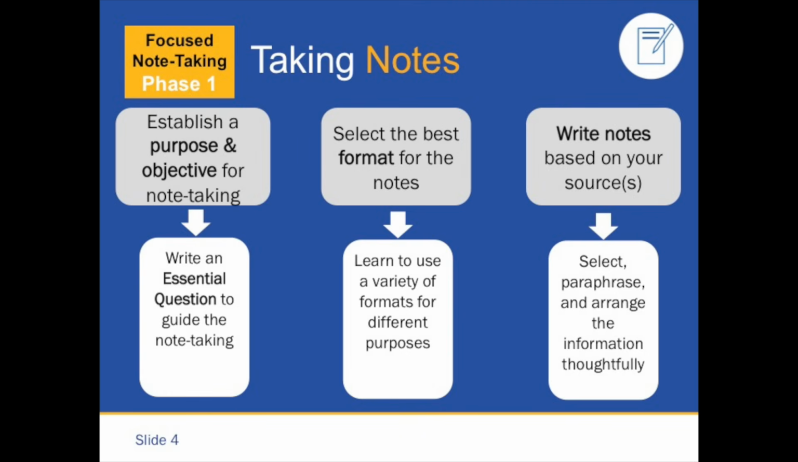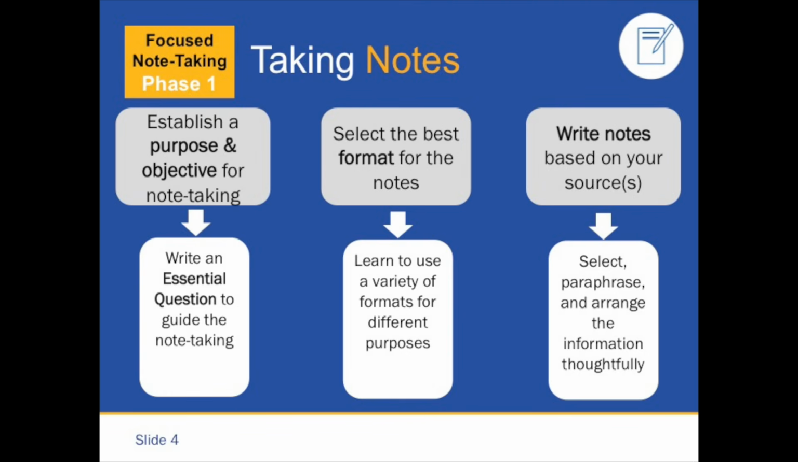Next, select the best formats for your notes. We all learn in a variety of ways. If Cornell notes are not the best way to take notes for whatever it is that you're taking notes on, use a different type. Use 2-column, 3-column, whatever it is. You need to learn to use a variety of formats for different purposes. That's on you.